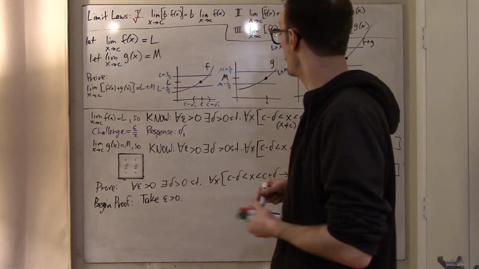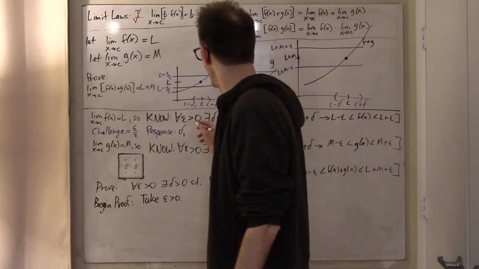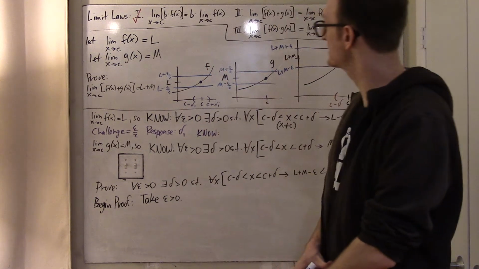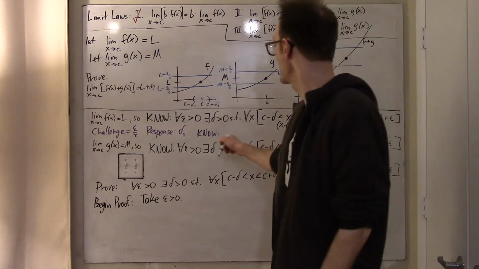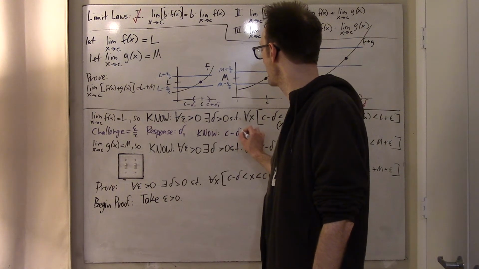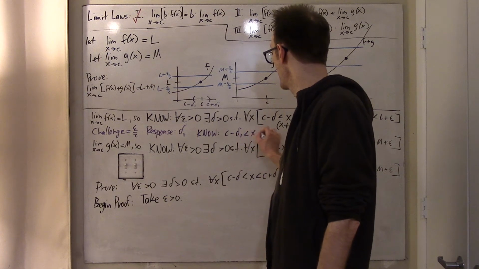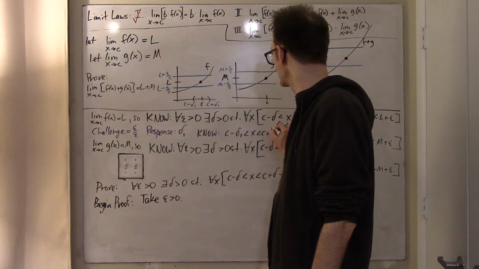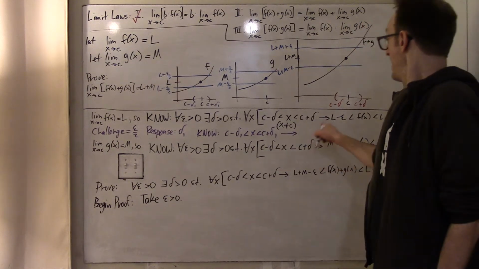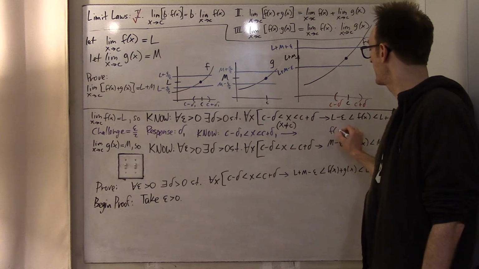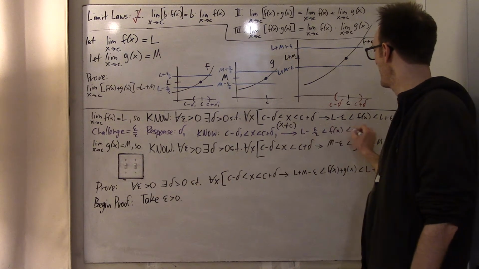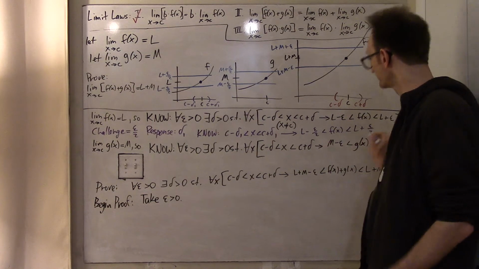So, what do I know now? I'm going to squeeze this in right now. What I know is that if x is between C minus delta 1 and C plus delta 1, then f will be within L minus epsilon over 2 and L plus epsilon over 2.